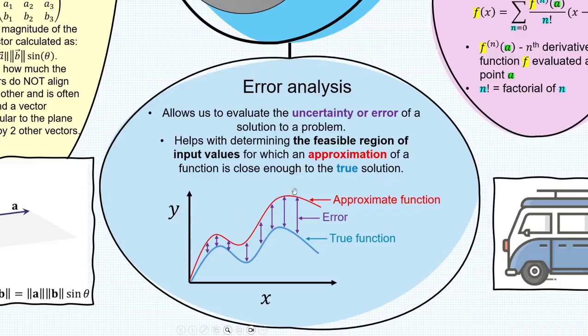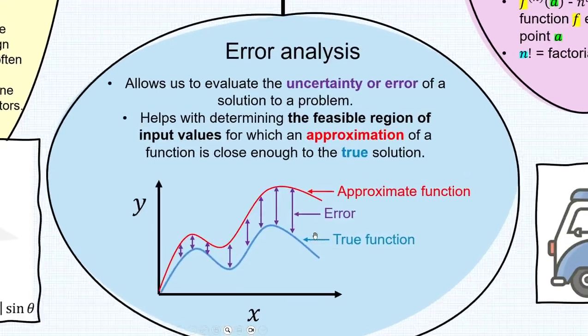The red curve is the approximate function, whereas the blue curve is the true function. The error is essentially in this case the difference between the two curves. We can see that in some regions, especially low values of x, that distance becomes very small. In other words, our error is less for these smaller values of x. But as we increase the x values, we can see the distance increases, and so our error increases. And for this reason, we'd like to be in the region where our error is lower.